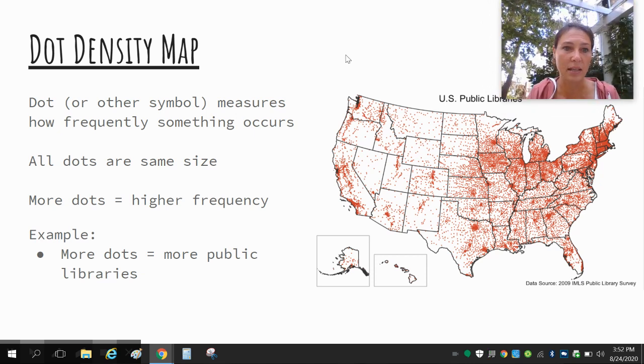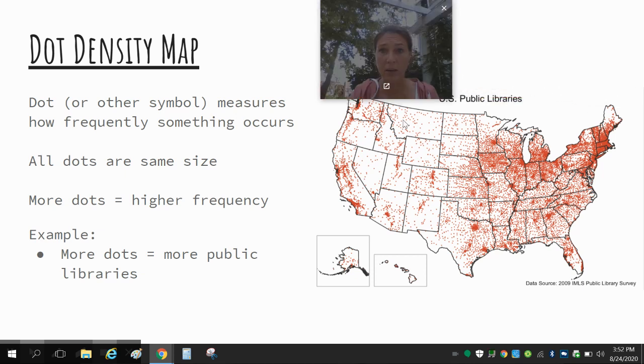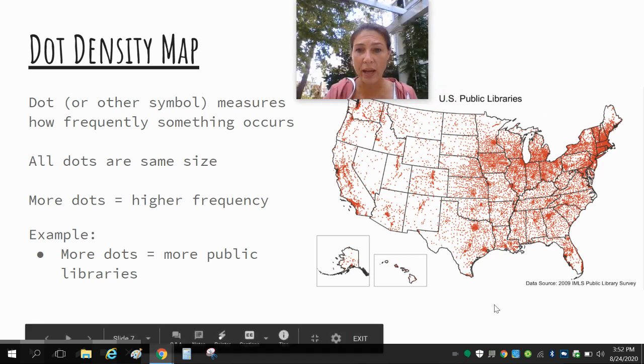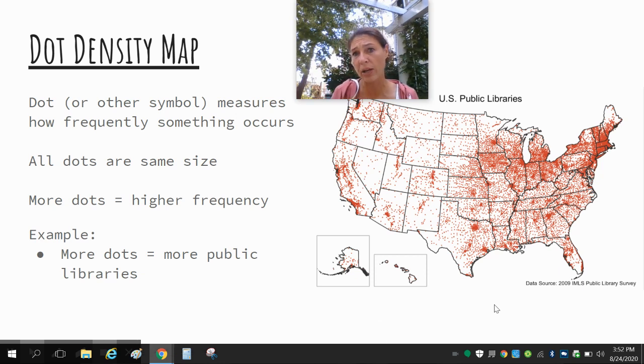Okay, so this is a dot density map. With a dot density map, there's a couple of key things that you have to know. First, the dots are all the same size, and you can see that on this map here, the U.S. Public Libraries map. The way in which you read this map is the closer together, the more clustered the dots are, the higher the frequency of whatever it is that you're studying. And on the map example on the screen right now, that's U.S. Public Libraries.